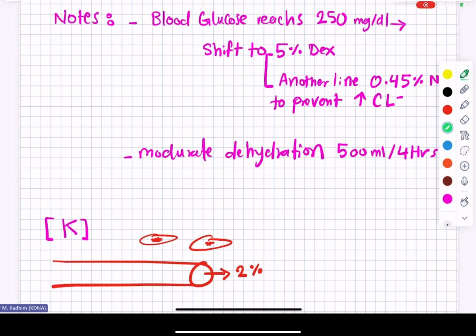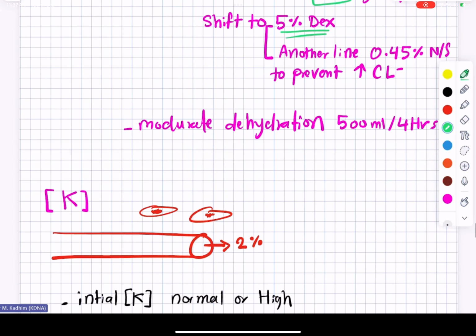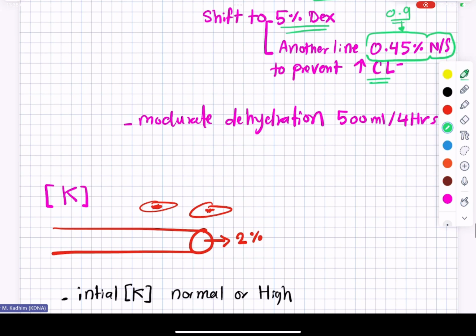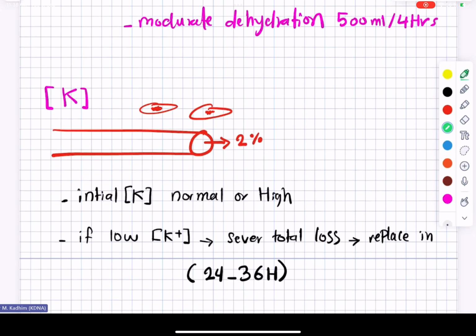Just a quick note here, blood glucose: if the blood glucose reached 250 milligram during the treatment, we shift to 5% dextrose, and we put another line with 0.45 normal saline to prevent an increase in chloride concentration. So we use half. Normal saline is 0.9. We use half the concentration of normal saline to prevent an increase in chloride, because we are giving NaCl. So we are afraid of hyperchloremia. If the patient is in a moderate dehydration state, we can go ahead with 500 ml per 4 hours.